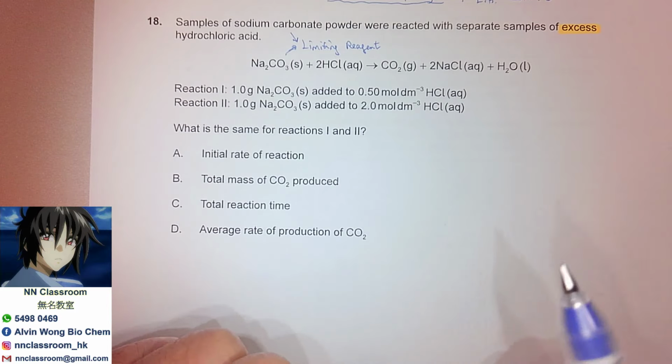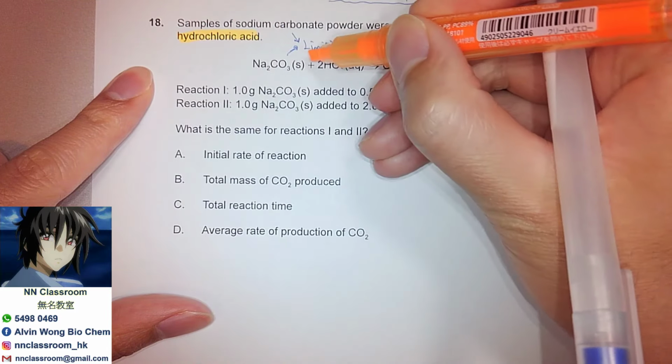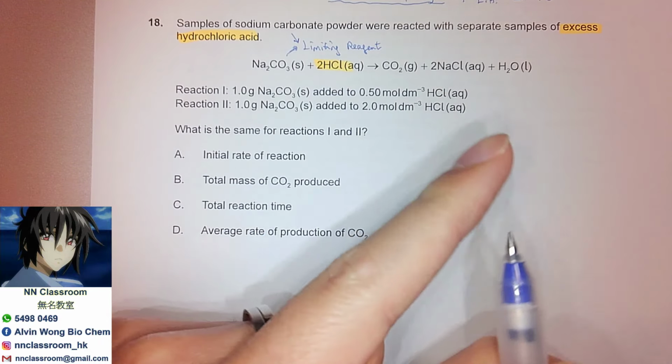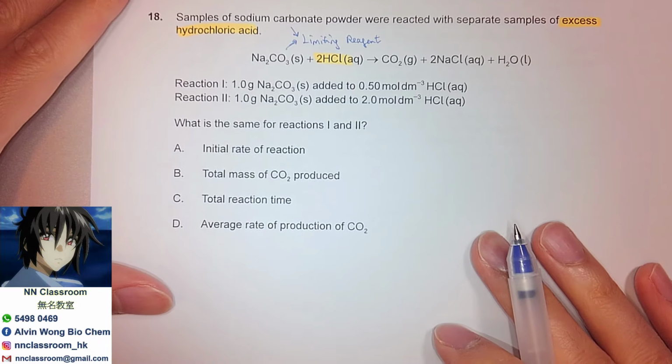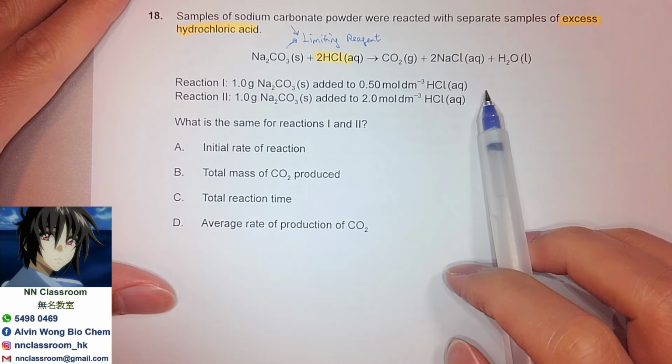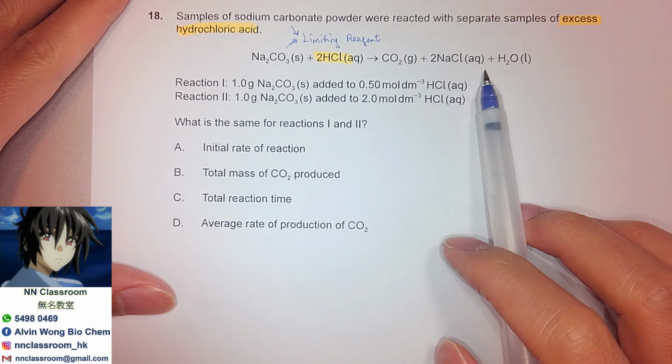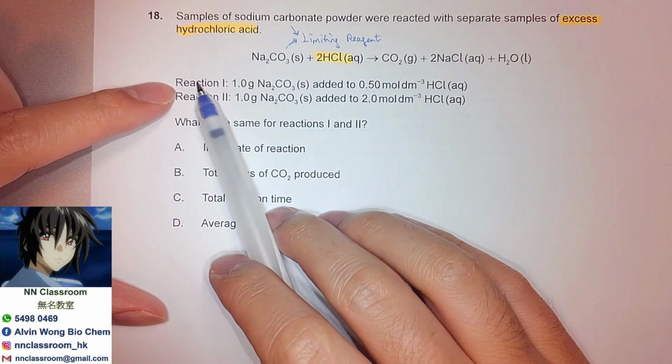The excess this time is the hydrochloric acid. So I underline it. That's why the hydrochloric acid will not influence the amount of product that I'm going to have at the last step. This is important. Let's look at the two reaction conditions.